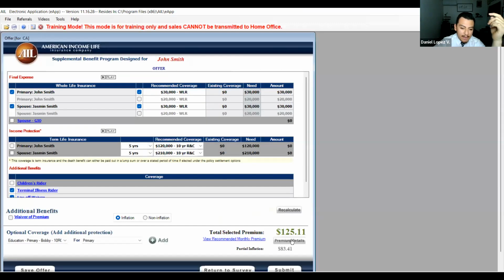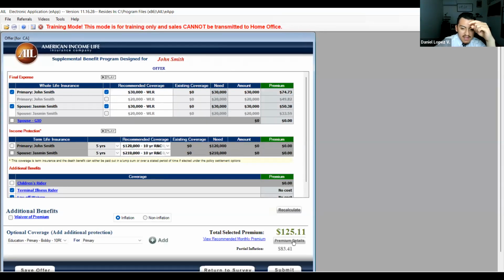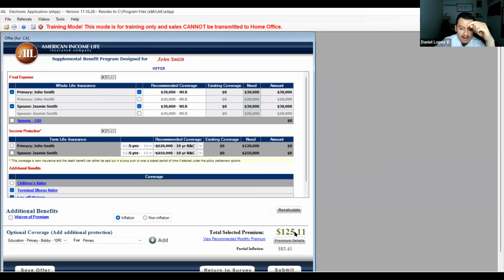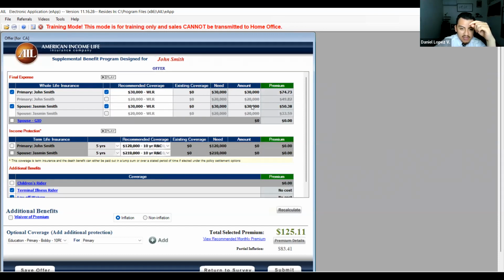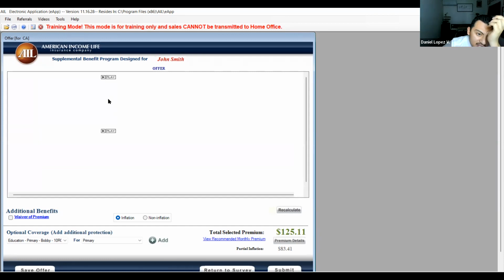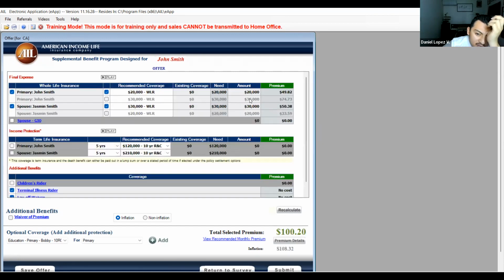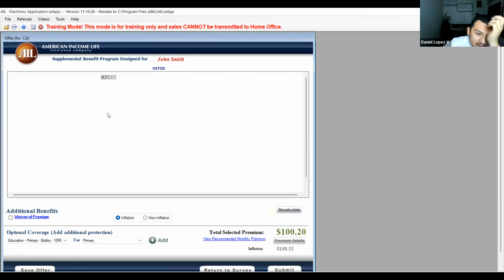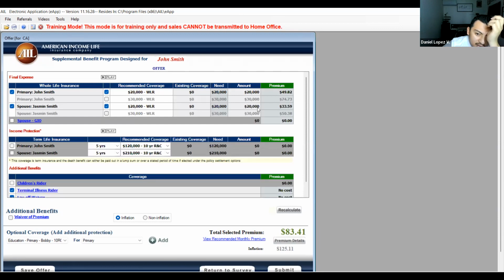So check this out. You go to premium detail, it tells you the breakdown of every detail. 30,000 for John is $74. 30,000 for Jasmine is $50. Altogether is 125. Okay. By unchecking this and checking that out, it drops it to the bottom to the gray. See? It drops it to the gray. So now it's right here at 125.